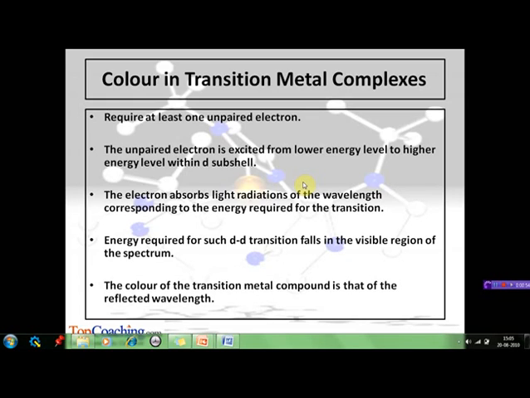The energy required for such d-d transition falls in the visible region of the spectrum. Now, some of the wavelengths are absorbed due to transition, whereas the others are reflected back. The color of the transition metal compound is that of the reflected light.